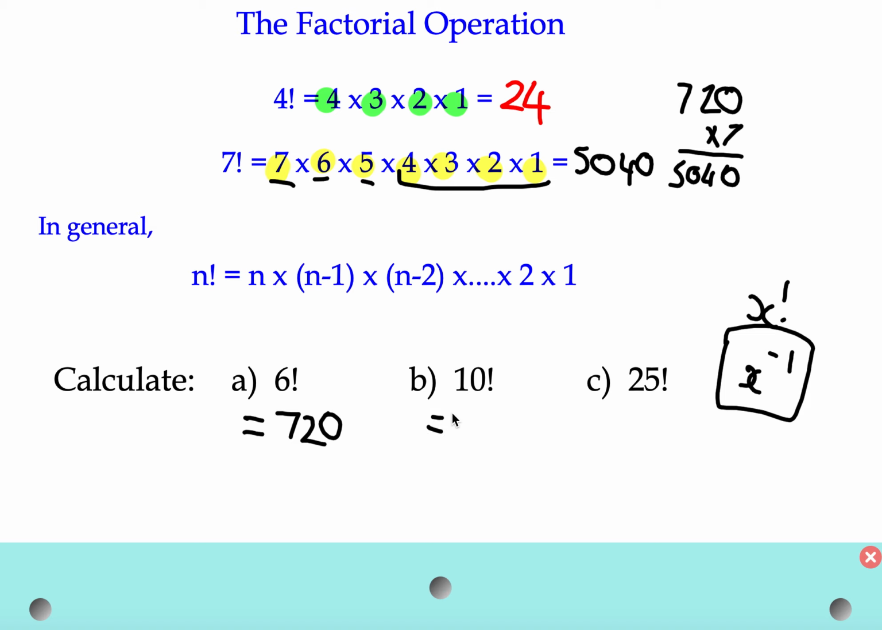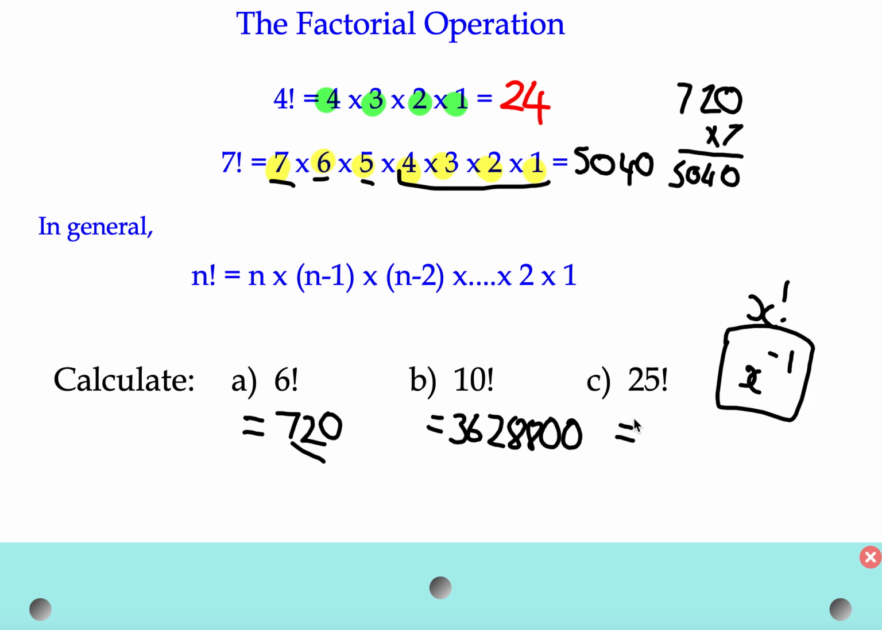So 10 factorial on the calculator: put in the number 10, shift x to the -1, and there is 720. Well, that can't be right, because we just said 6 factorial is 720. 10 factorial is, whoa, a big number. Okay, so we've got 3,628,800. See, all of a sudden we've got this very large number because we're multiplying each number in turn by the next biggest one. So factorial numbers get very big very quickly.